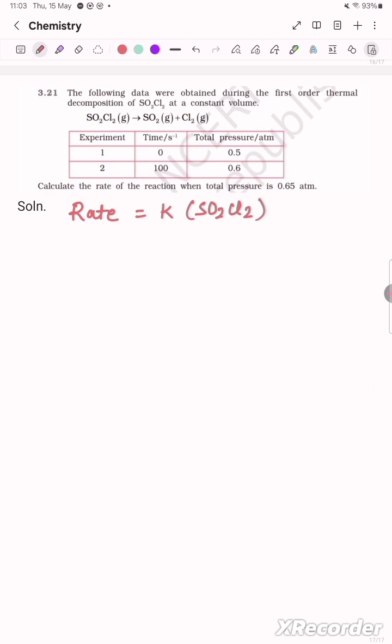Here, according to the first order reaction, the rate equation will be K is equal to 2.303 upon t log Pi, that is the initial pressure, as you have read before, upon Pi minus P, that is the remaining pressure.